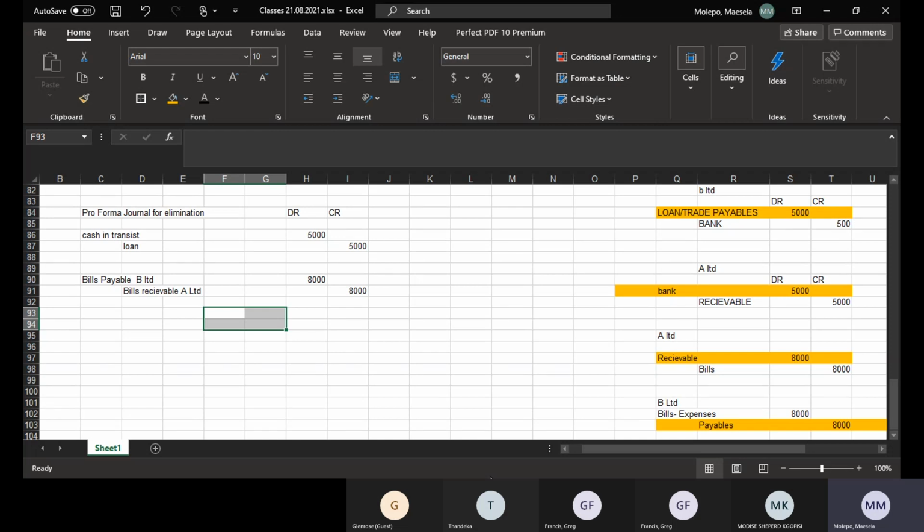Then we go to the inventories. Our inventories is sitting on 45,000 for the closing balance of A Limited as shown on the debit side of our balance sheet. And then we add it with the 72,000 as shown on the balance sheet for B Limited. Then we less the profit. The profit will be the unrealized profit.